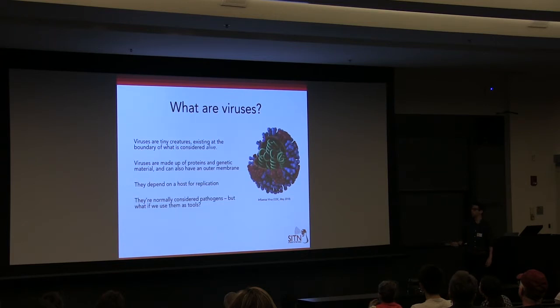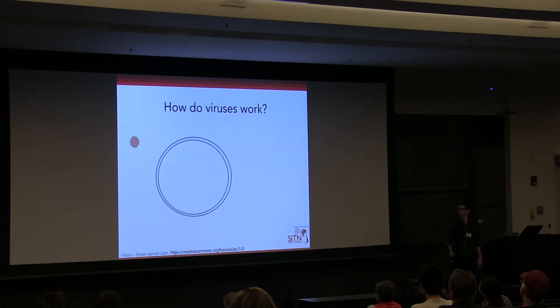Now, viruses depend on a host to copy themselves. So they depend on a cell to copy themselves. Now, normally, as I mentioned, they're considered pathogens, but what if we could use them as tools? So, just to begin, how do viruses work? Now, if you have a virus here and you have a cell, so this could be a human cell, this could be really any virus susceptible cell. The virus must get into the cell.